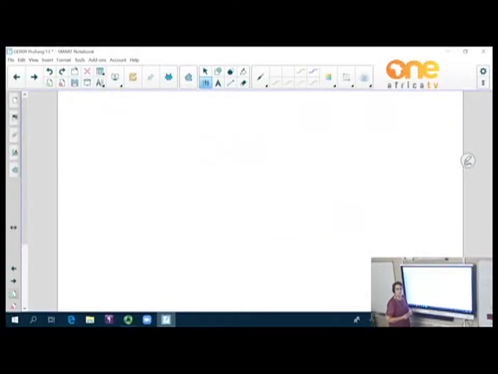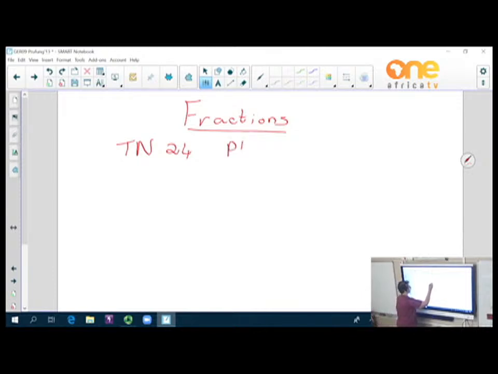We are then starting today with a new part, still part of algebra, but today we are looking at fractions. We're going to do fractions with algebra now. We're going to start with Try Now 24, and that is on page 111. What we do here is we also have to factorize. So we are again going through our rules of factorization.